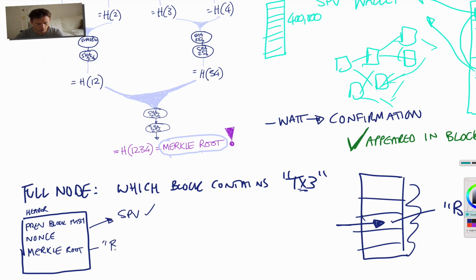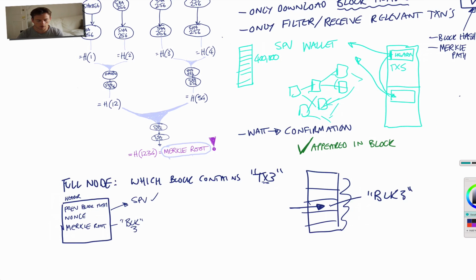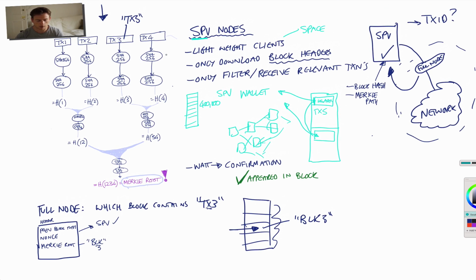this is for block 3. It says this transaction, yes, it does appear in the blockchain, and it is in block 3. So how does the full node prove to the SPV that TX3 was indeed in block 3? Well, it goes back to the Merkle root again, and here's how it works.